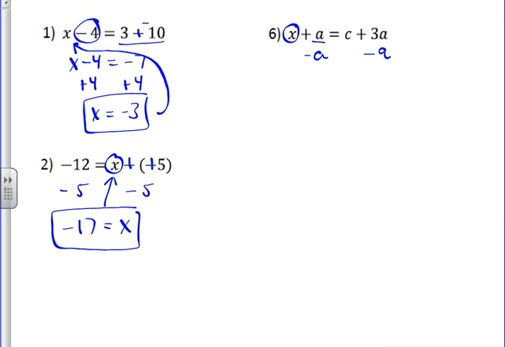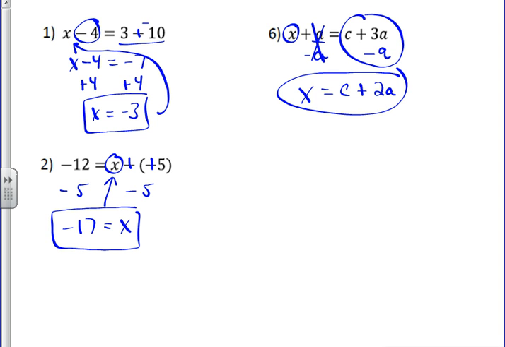Now, I only do it one time from each side, and so a minus a is 0, so that leaves me with just x. And then on this right side, it really is c plus 3a minus a. And so the 3a and the minus a go together because they're like terms. 3a minus a is 2a, and so your answer is c plus 2a. Can't add c and 2a together because they're not like terms, and you can't add things that are not alike together.